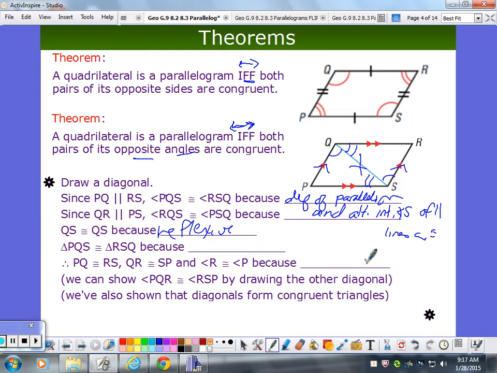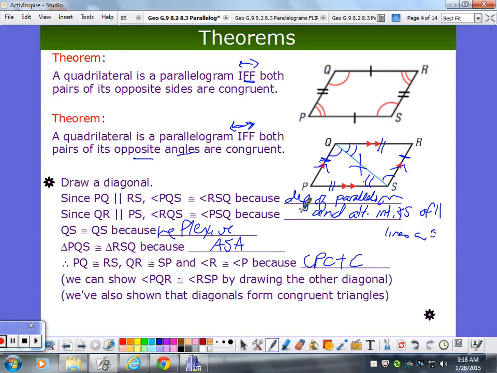Why are they congruent? What can I do? No, congruence. Think about the congruence theorems. Look what you got here. There you go. Okay. Therefore, PQ is congruent to RS, and QR is congruent to that. That's your CPCTC. Okay. And then you can draw one the other way.